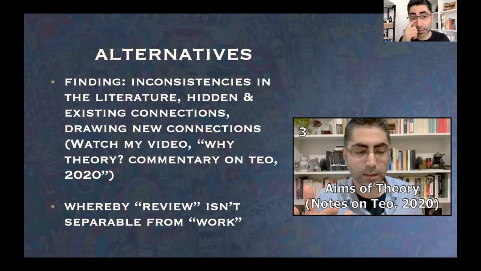So if you're interested in these kinds of alternative ways of engaging with literature, I would direct you to one of my previous videos that is titled simply Why Theory? Commentary on Thomas Teo's paper in 2020. In that paper, I talk about these three distinct aspects of theoretical work in psychology and how theoretical psychology can make these distinct contributions to psychological thinking. So here, this way of thinking about literature review isn't separate or separable from your research work. So you don't have to do your literature review and then you do your work. No, your literature review itself can accomplish some work.